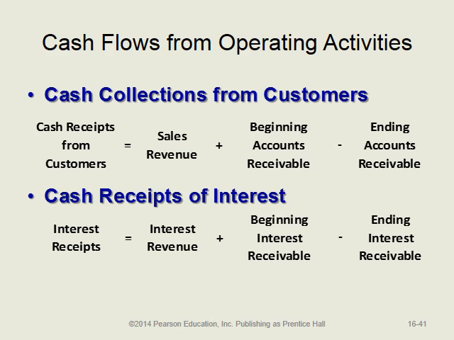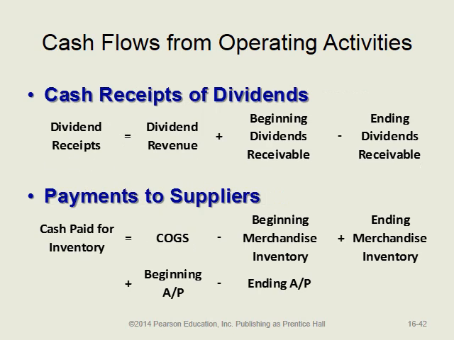Cash collections from customers is computed by starting with sales revenue. Add back beginning accounts receivable and subtract ending accounts receivable. Cash receipts of interest can be determined by starting with interest revenue and adding beginning interest receivable and subtracting ending interest receivable. Cash receipts of dividends can be determined by starting with dividend revenue, adding beginning dividends receivable and subtracting ending dividends receivable.